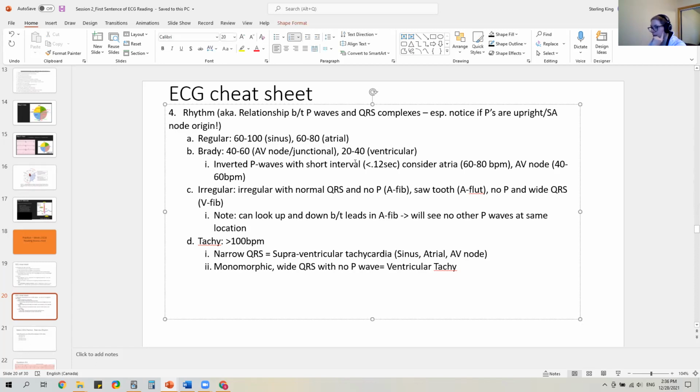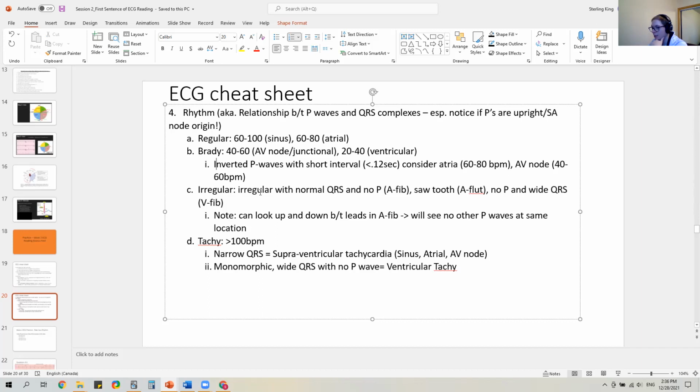And if the P waves are inverted and they have a really short interval, you want to be considering either the atria are doing it, so 60 to 80 beats per minute, it's kind of different, or the AV node itself is firing the signal, so it's kind of going both ways. And then that'd be 40 to 60 beats per minute.